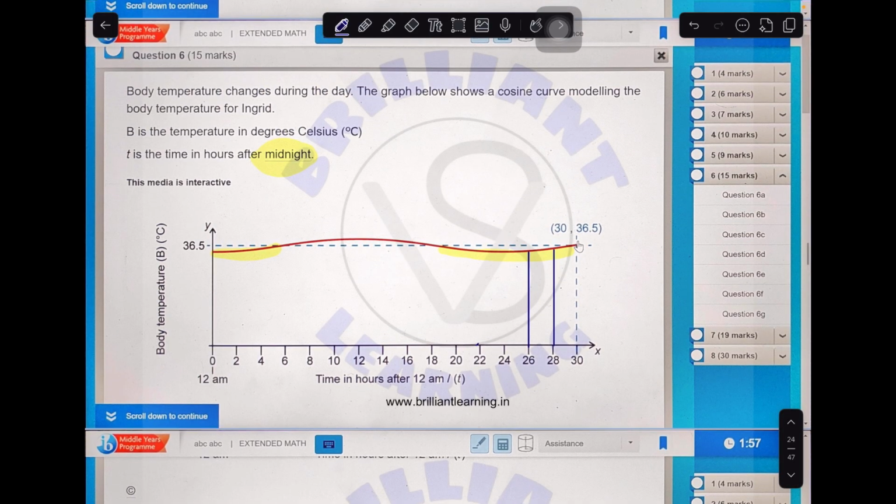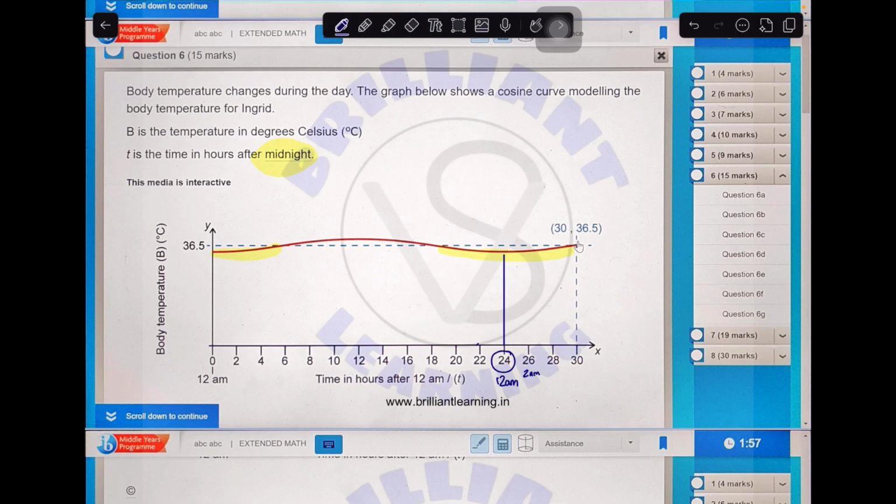Okay, so this is time after midnight. I can see here at this point, which is one of the minimums, this is 24 hours after midnight, so this is 12 a.m. again. I'm just going to populate these times here just to make it a little bit clearer, okay?